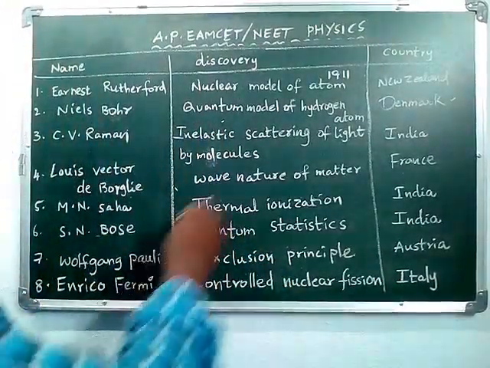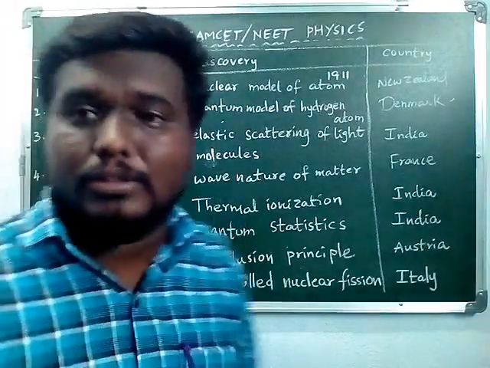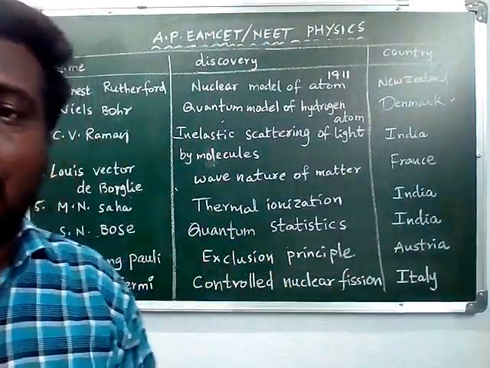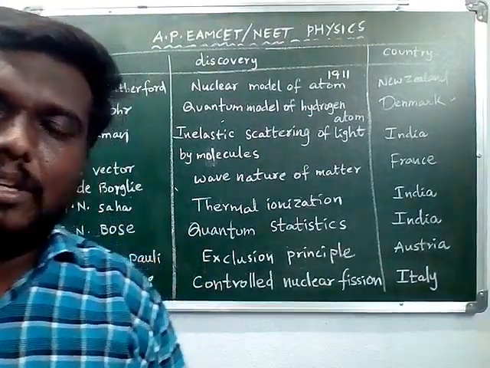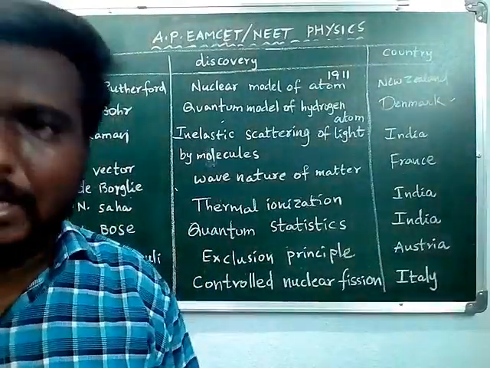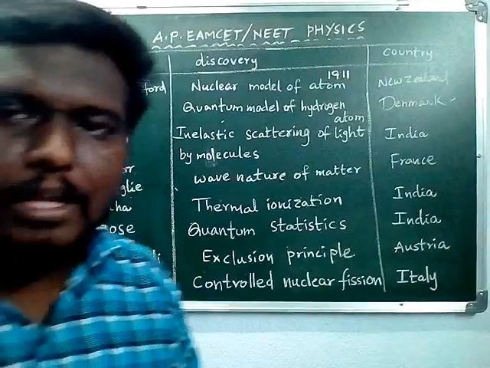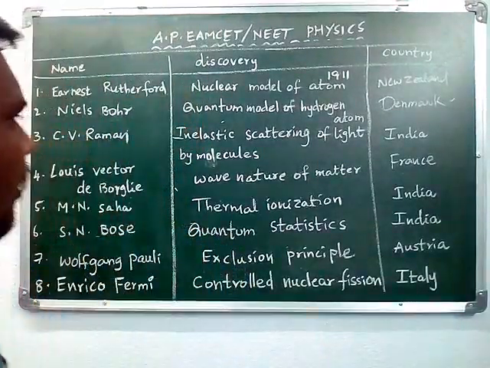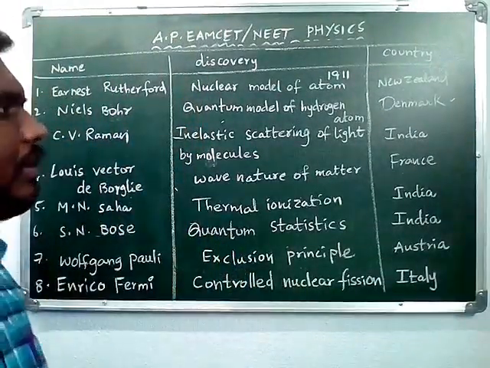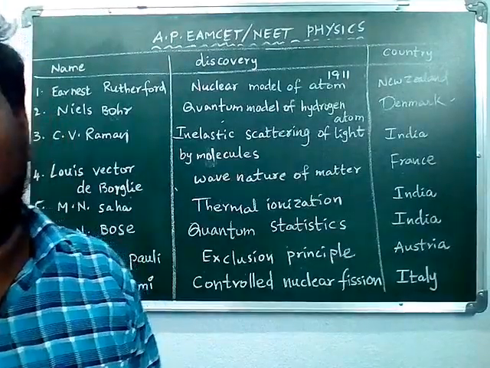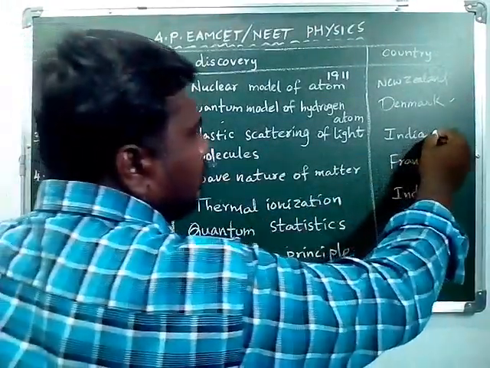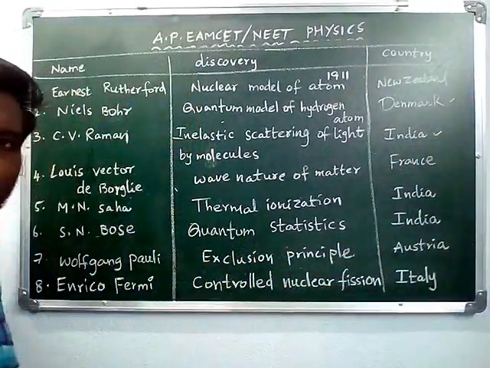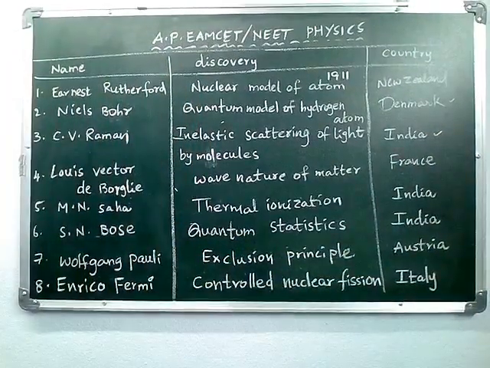So this is the inelastic scattering of light by molecules. In light, molecules can show inelastic scattering, and this was observed by Sir C.V. Raman in light particles. That is the inelastic scattering of light by molecules. Sir C.V. Raman is an Indian scientist, and he got the Nobel Prize in physics.